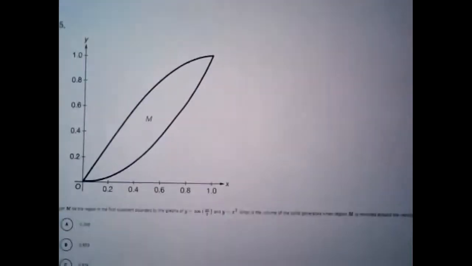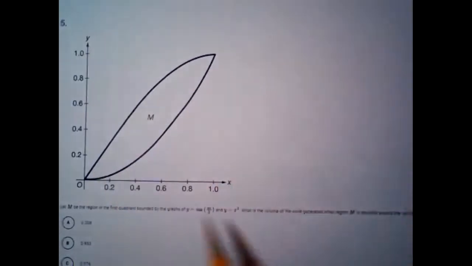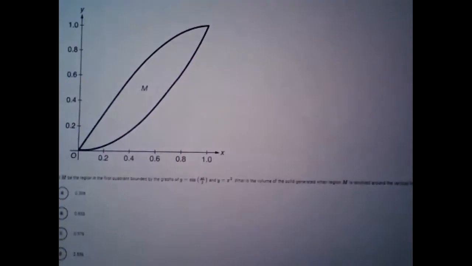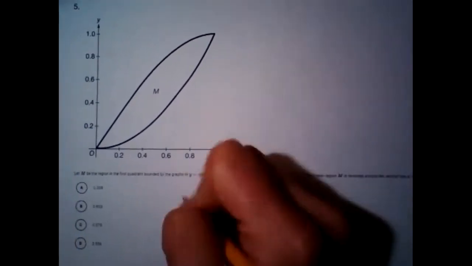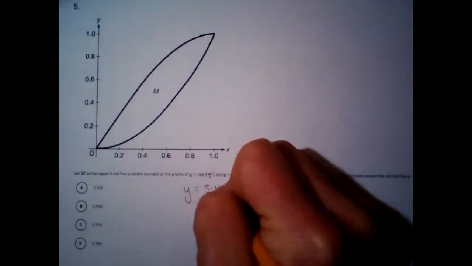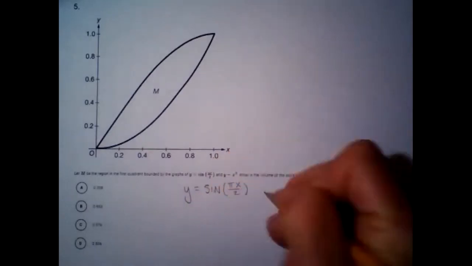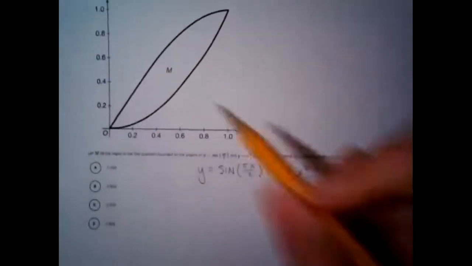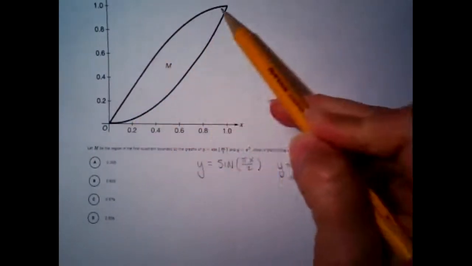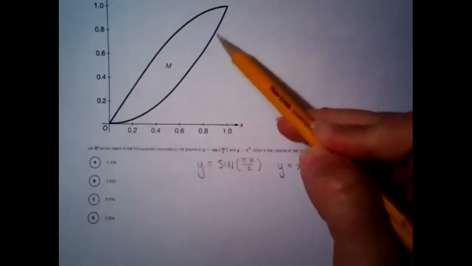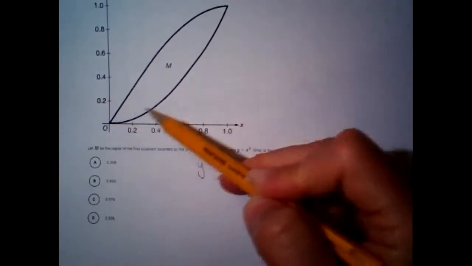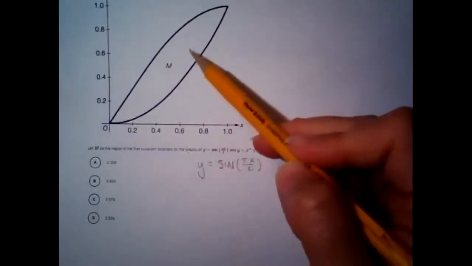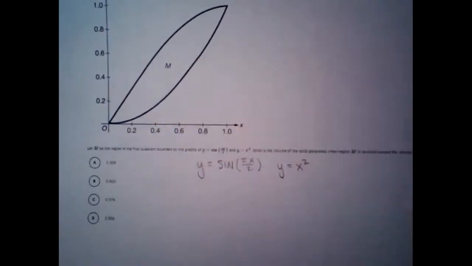All right, number 5, they give you this flower petal leaf kind of thing. Let M be the region in the first quadrant bounded by the graphs of y equals sine of pi x over 2. Let me just write these a little bit bigger. And then y equals x squared. So we need to know which one is which. This is going to be the sine graph, and then the squared is a parabola, starting at 0 and being a parabola shape. So the upper graph is the sine one, the lower graph is the x squared.